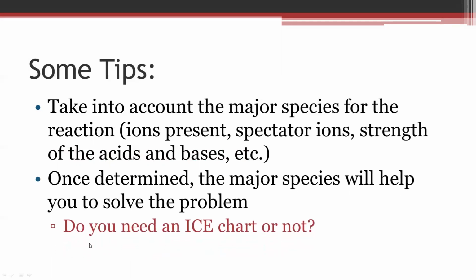And then once you determine the major species, that will help you to know how to attack the problem. Do you need an ICE chart or not? If everything is strong and everything's dissociated, then no, you don't need an ICE chart. But if you have something that is a weak acid or base, you do need that ICE chart.